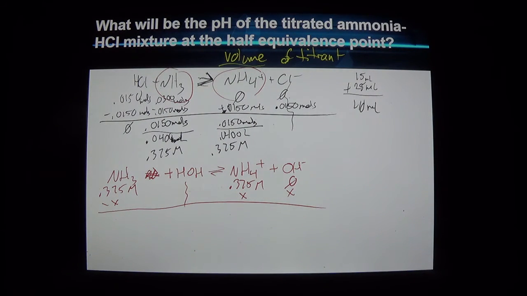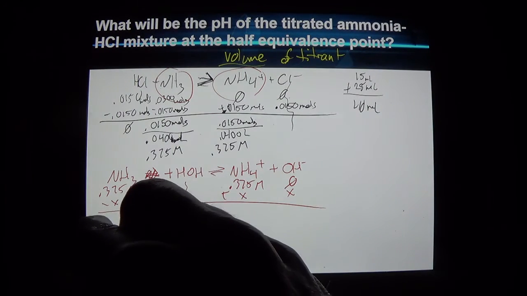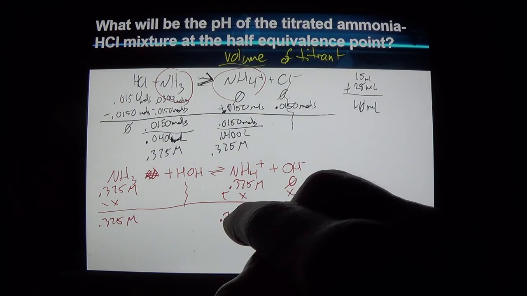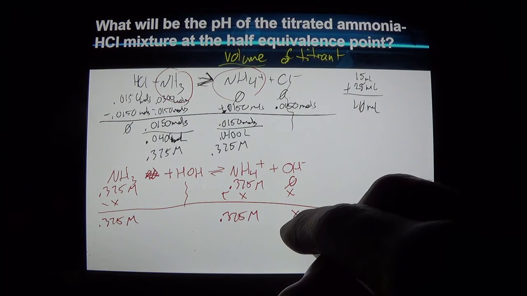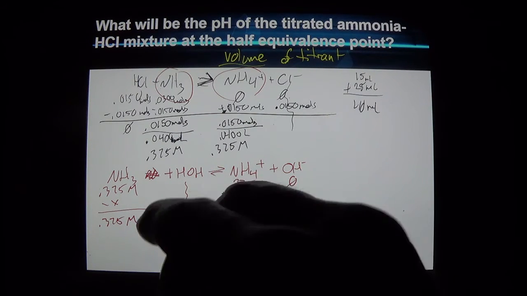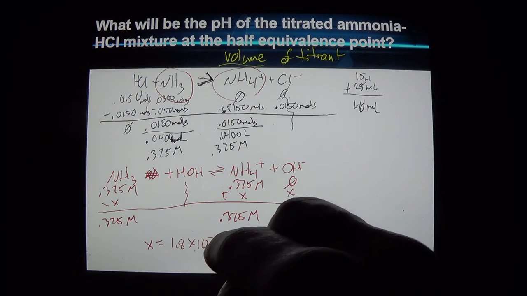So I look at the Ka for ammonia, and that's 1.8 times 10 to the minus 5. And so I can totally ignore the added X here and the subtracted X there. So I have 0.375 molarity, and I have 0.375 molarity there, and I have X there. So I can certainly make the assumption and avoid the quadratic. And if you don't believe me, then use the quadratic equation and see what difference it makes. Go for it. So when I do all this and I solve for X, it turns out that X is 1.8 times 10 to the minus 5 molarity.